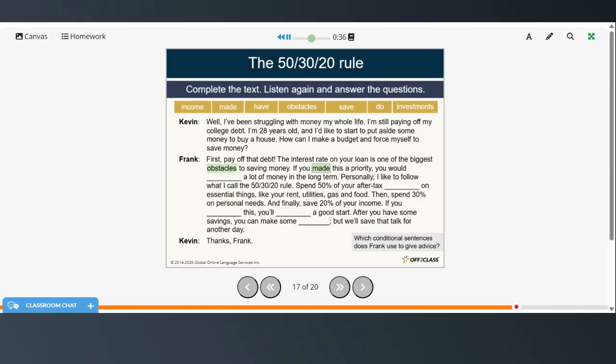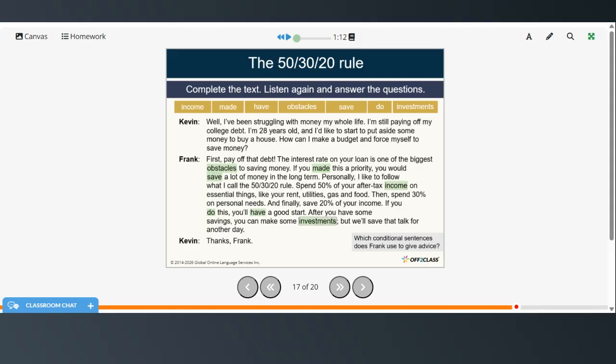First, pay off that debt. The interest rate on your loan is one of the biggest obstacles to saving money. If you made this a priority, you would save a lot of money in the long term. Personally, I like to follow what I call the 50-30-20 rule. Spend 50% of your after-tax income on essential things, like your rent, utilities, gas, and food, then spend 30% on personal needs. And finally, save 20% of your income. If you do this, you'll have a good start. After you have some savings, you can make some investments, but we'll save that talk for another day. Thanks, Frank. Good luck.